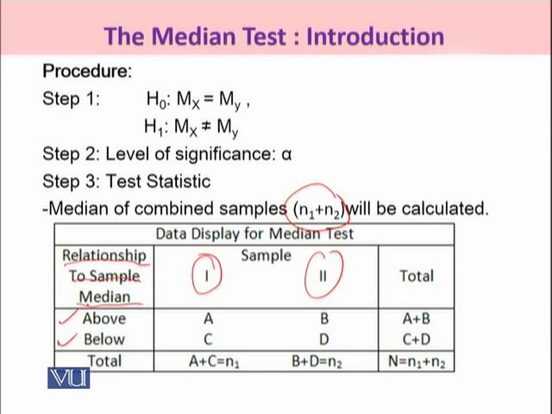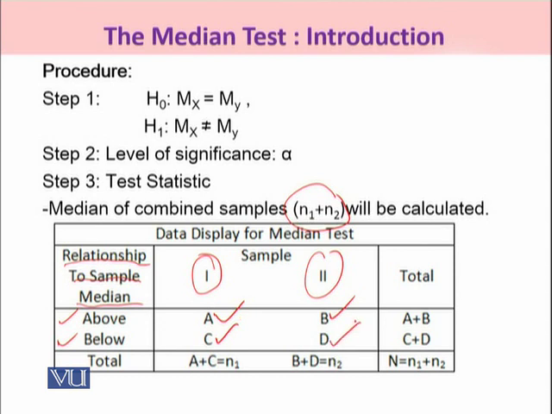So students, the values of sample 1 that lie above the median we'll call A, and the values of sample 2 that fall above the median we'll call B. Similarly, for sample number 1, the total number of observations that will fall below the median will be named C, and the values of sample 2 that lie below the median we will call D.